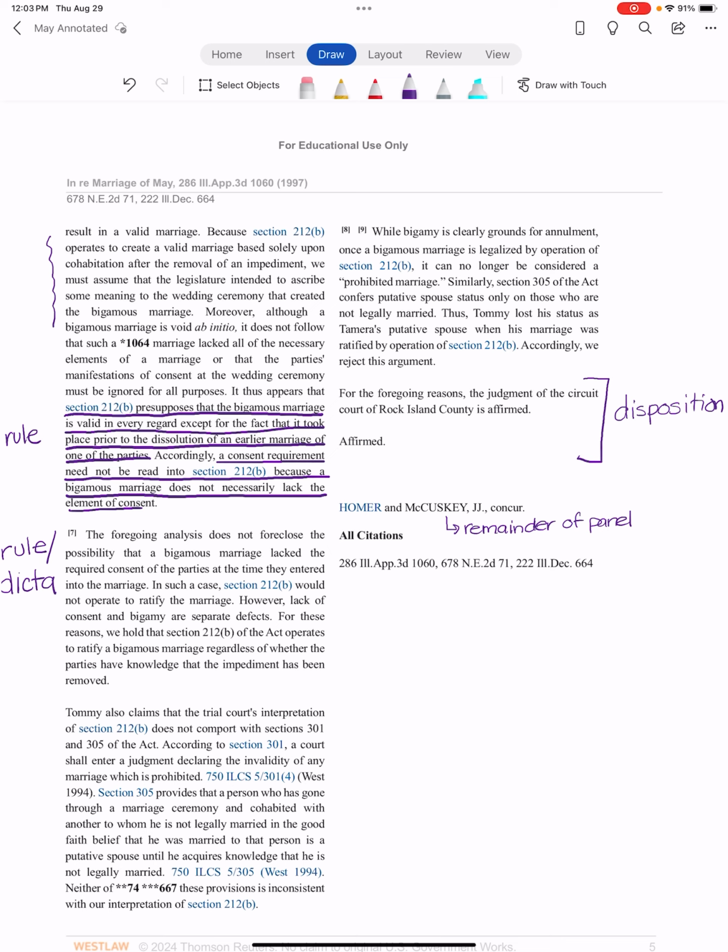Right, so here's a phrase that we want. We hold. So this is the court's answer to the issue. The holding is the court's answer to the relevant legal issue that you care about. So we hold that Section 212B operates to ratify a bigamous marriage regardless of whether the parties knew that the impediment has been removed. So that's the holding. The holding answers the question posed in the issue. I'm labeling it, and this is the way I will label it in your papers, an H with a circle.